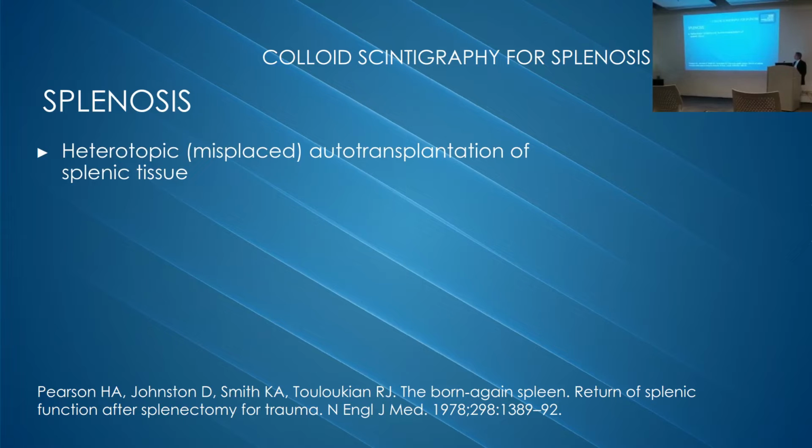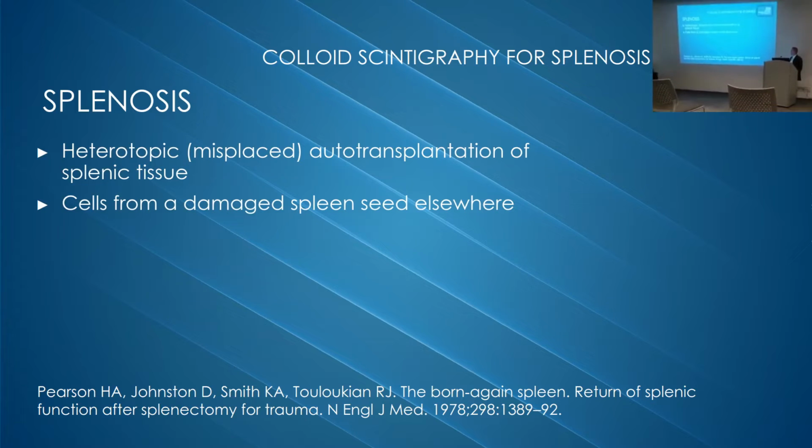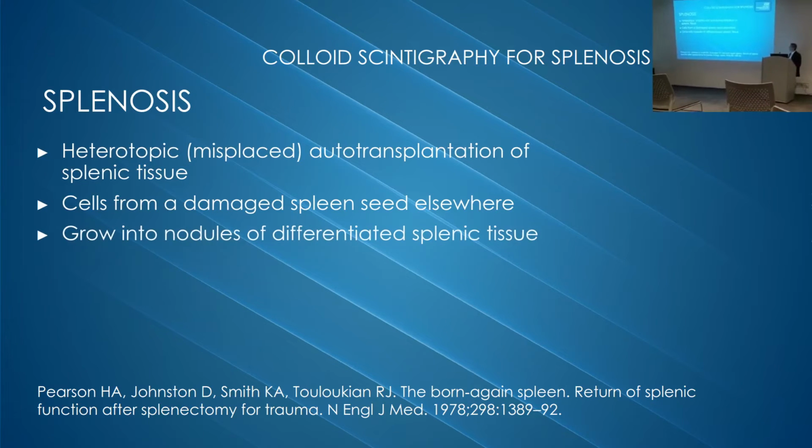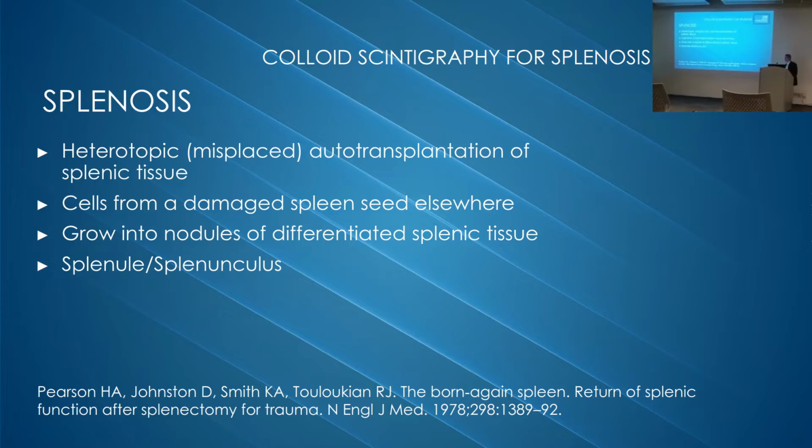today. So splenosis is when there's misplaced tissue auto-transplanted somewhere else, and cells from a damaged spleen seed elsewhere and grow into nodules, which can be painful or not. One of these nodules is called a splenule, or quite often called a splenunculus. Strictly speaking, a splenunculus has to be fed from a splenic artery, but a lot of people don't follow that convention, and I'm certainly not going to, because I really enjoy saying the word splenunculus, and I hope you like listening to it, because I'm going to be saying it quite a lot in the next 7 minutes.